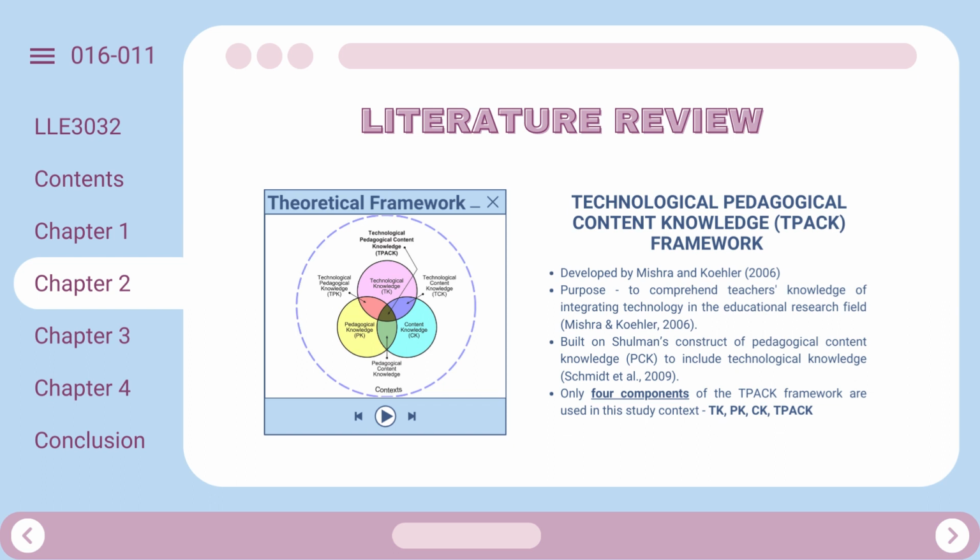Theoretical framework. The Technological Pedagogical Content Knowledge TPACK framework developed by Mishra and Koehler was introduced to comprehend teachers' knowledge of integrating technology in the educational research field. This framework was built on Shulman's construct of pedagogical content knowledge (PCK) to include technological knowledge as situated within the pedagogical and content knowledge. For the study purpose, only 4 components of the TPACK framework are used in the study context, that are TK, PK, CK, and TPACK.